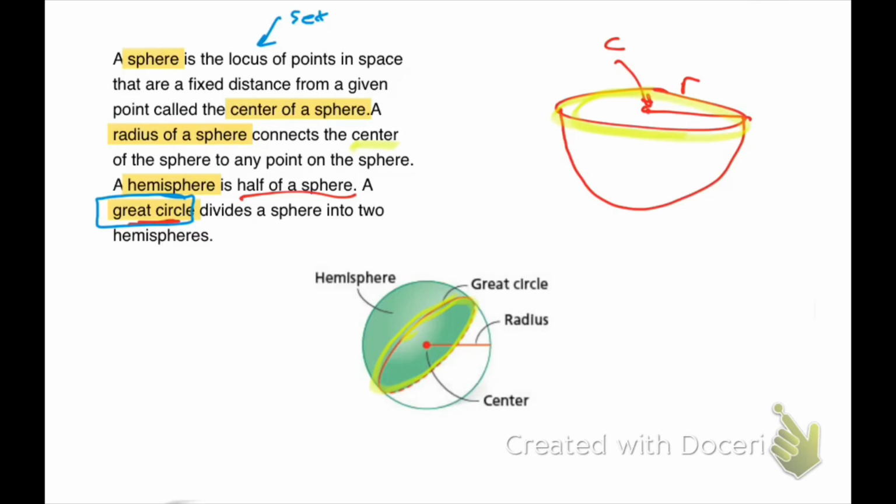But remember, it's just wherever you cut it. So I could also cut it like this if I wanted to. I could cut it like that. So you're not limited to one way of cutting it. You can cut it however you want, but it has to go through the center. That's the key thing, is that the great circle goes through the center, creating two hemispheres.